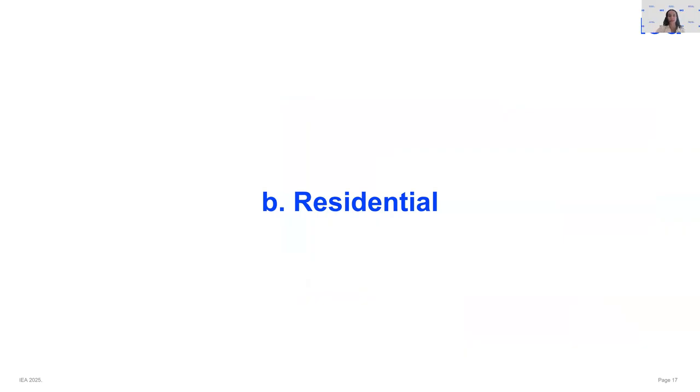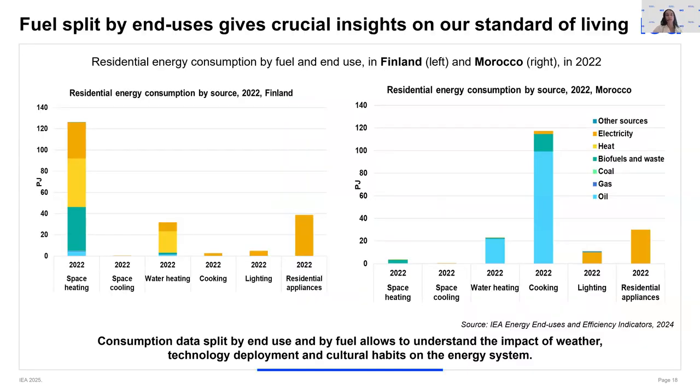Now let's jump to the residential sector. Fuel split by end uses gives crucial insights on our standard of living, and we can see the influence of the climate. For instance, residential energy consumption in Finland and Morocco shows significant differences. In Morocco, space heating accounts for a minimal proportion of the residential energy use, whereas in Finland, it dominates consumption along with the residential appliances.